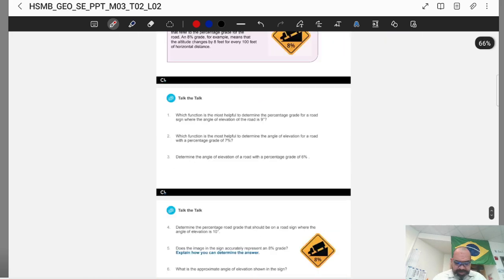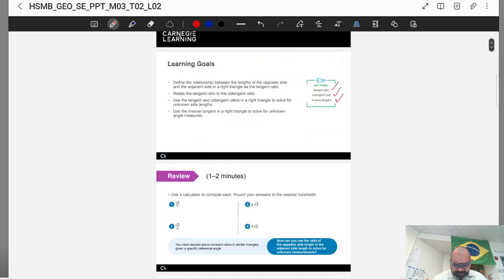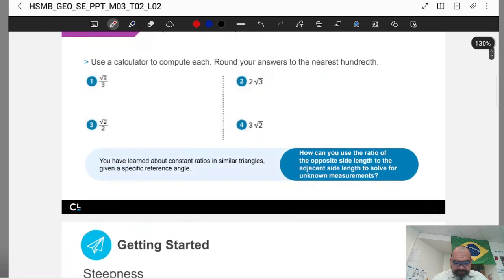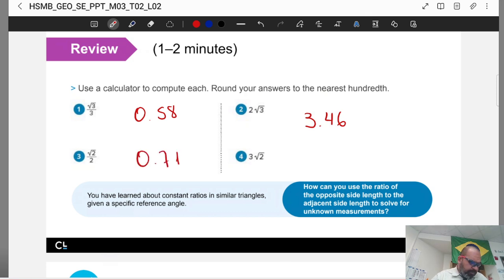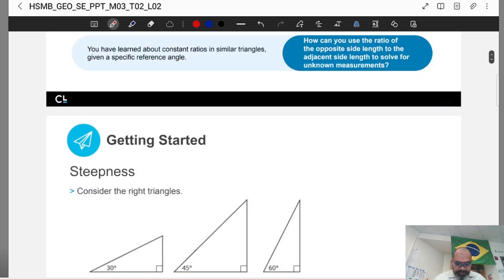Then let's go back to our page 547. Pause the video, use a calculator, the yellow one, and solve those problems here. Okay, you are back. Let's go to our answer key. The first one, probably you got 0.58. Number two, 3.46. Round to the nearest hundredth. Then 0.71 and 4.24.